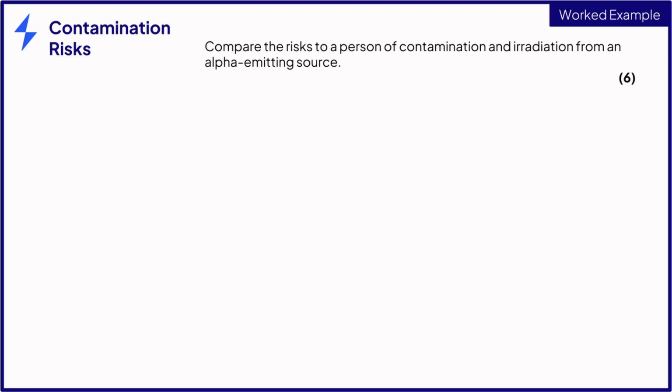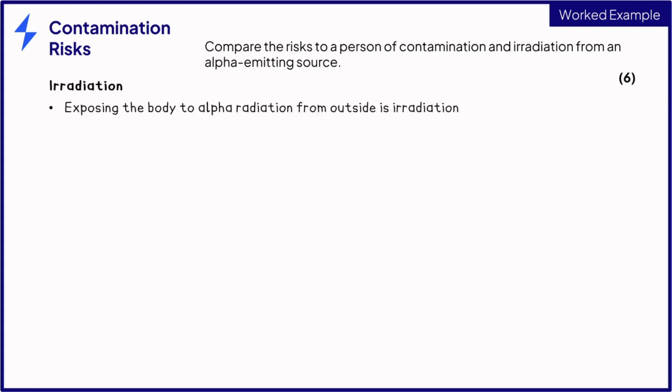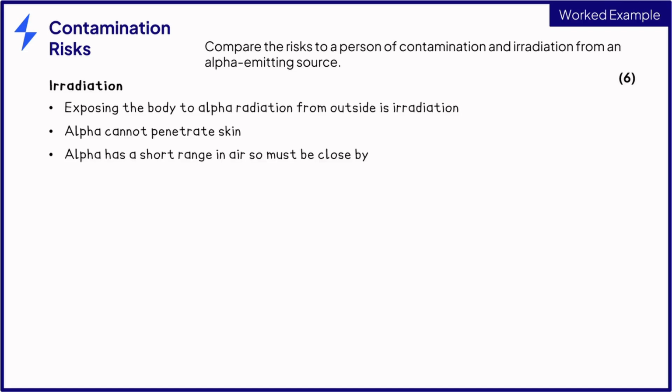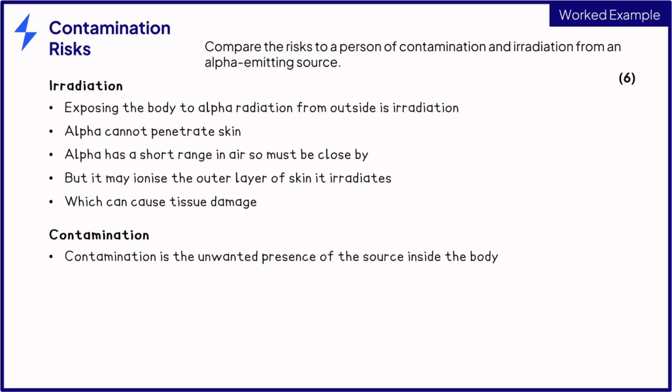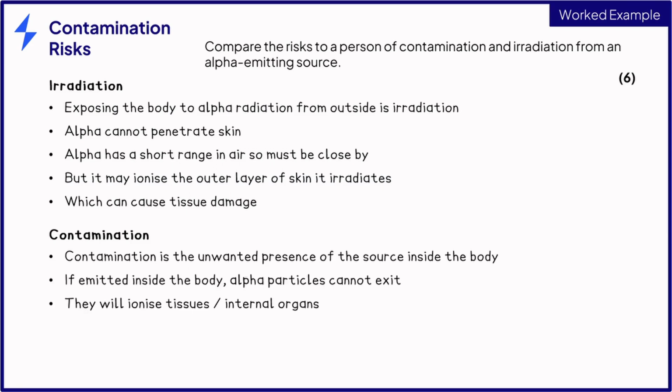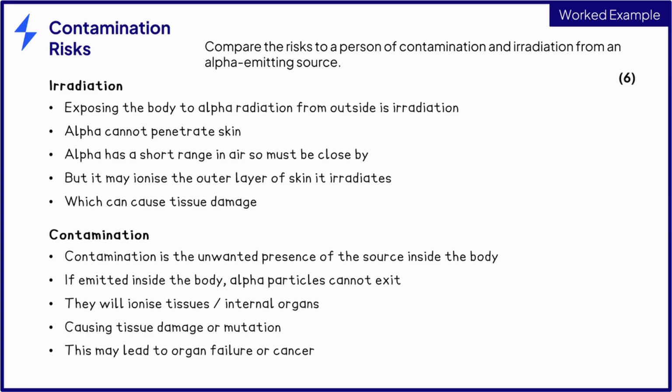For this question, the indicative content includes statements on irradiation, such as defining irradiation, stating properties of alpha, and explaining how this could cause harm. Statements about contamination are also required to access those top marks, such as defining it, referring to alpha's penetrating power again, and explaining the consequences and subsequent damage of alpha contamination.